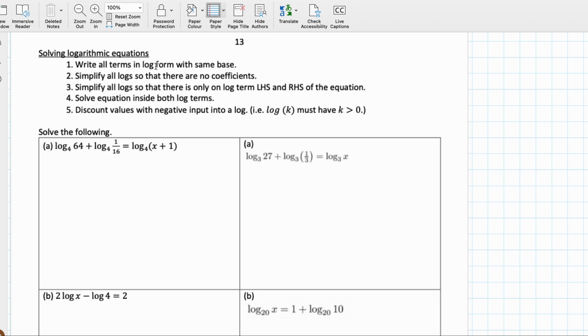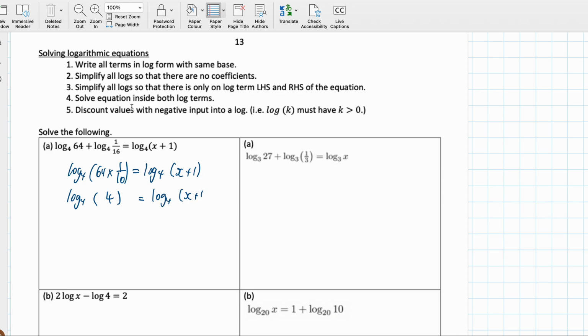First thing, write all terms in log form with the same base. That's already done. Two, simplify all logs so there's no coefficients. Yeah, it's all done. Number three, simplify all logs so that there is only one log term on the left-hand side and right-hand side of the equation. We haven't done that there. So let's have a crack at this. We're going to have log base 4 of 64 times 1 on 16 is equal to log base 4 of x plus 1. We can bring these together. Log base 4, and this becomes simply 4, is equal to log base 4 of x plus 1, right?